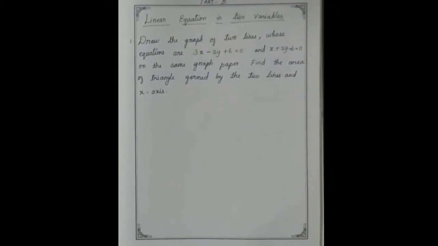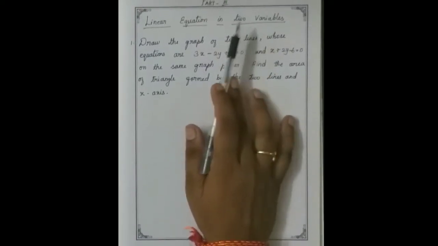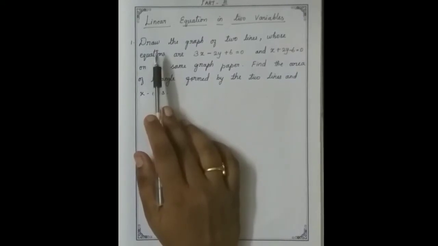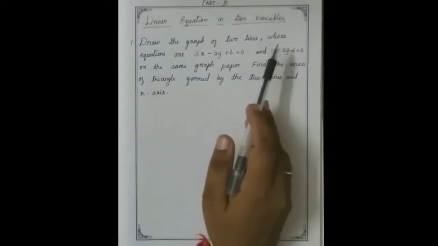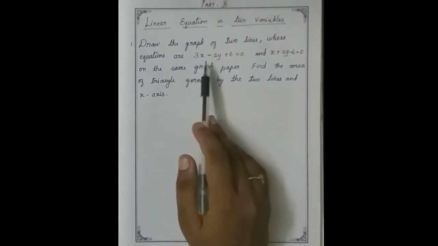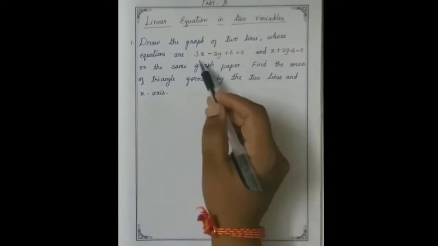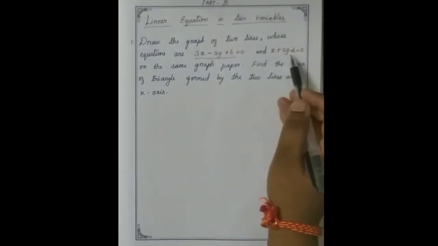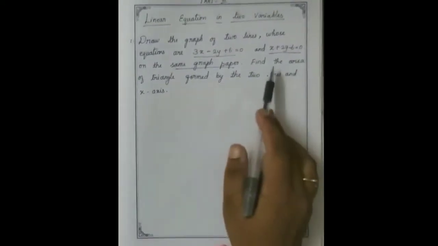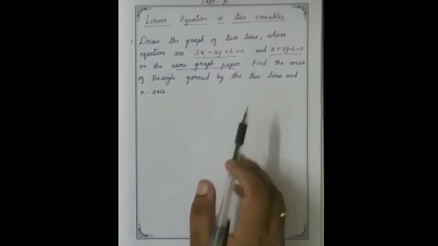Namaste students. Today we are going to learn linear equation in two variables part 3. Now we are going to see how to draw the graph of two lines whose equations are a pair of equations, that is 3x minus 2y plus 6 equal to 0 and x plus 2y minus 6 equal to 0 on the same graph paper. Find the area of triangle formed by two lines and x-axis.